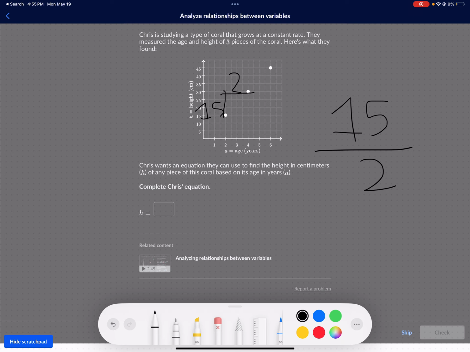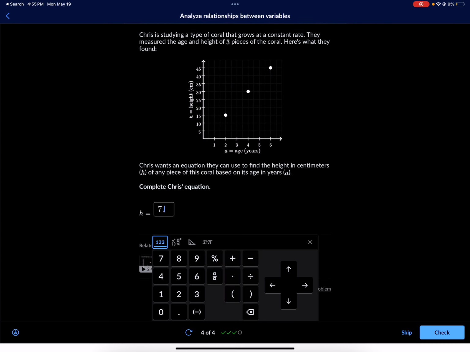So we know that for every year, our slope is 7.5. But what does this mean? It means that for every year, the coral will go up 7.5. So if we know that H is going to be 15 and it's going to be 7.5, A is going to be the amount of years. So let's put it into perspective for a little bit. H is 7.5A, right? Because A is 2, and that makes sense. So yeah, it's 7.5A.